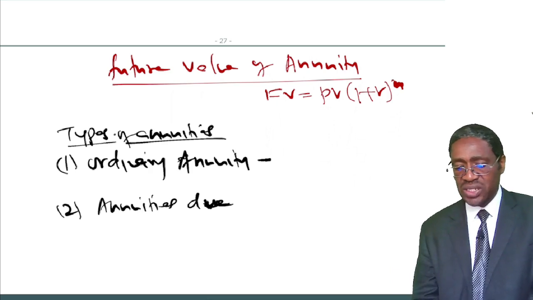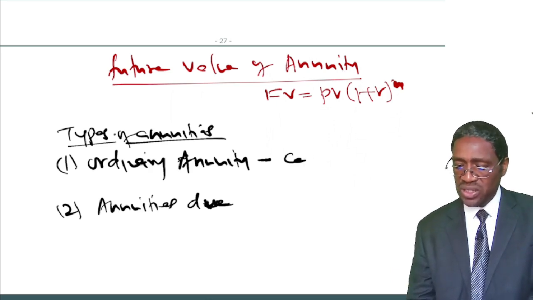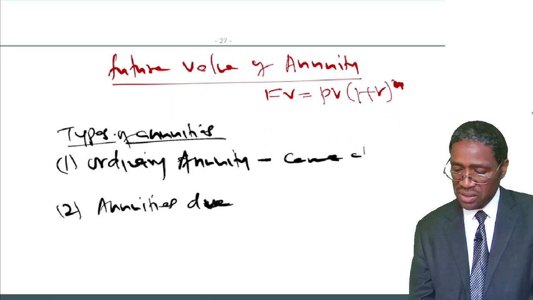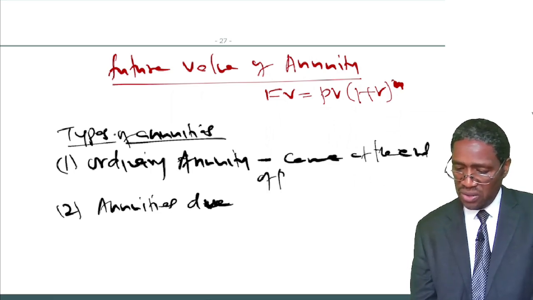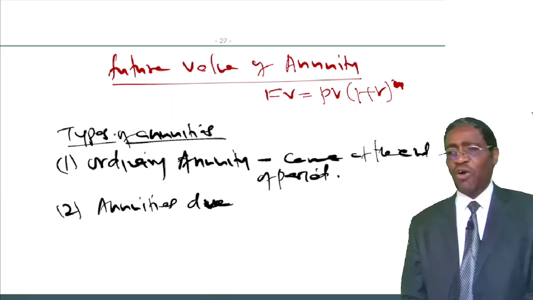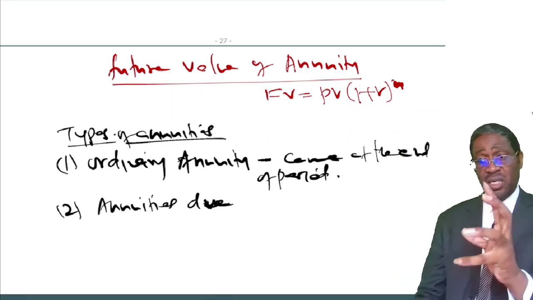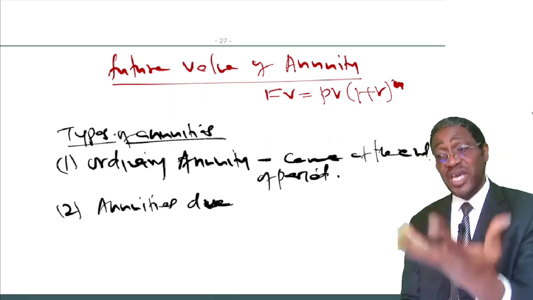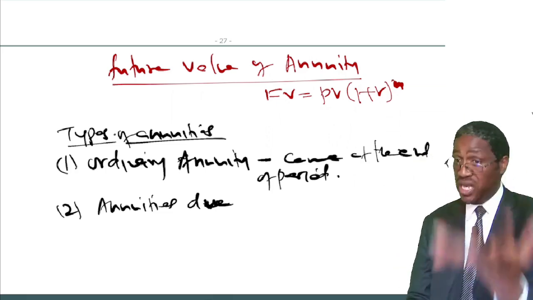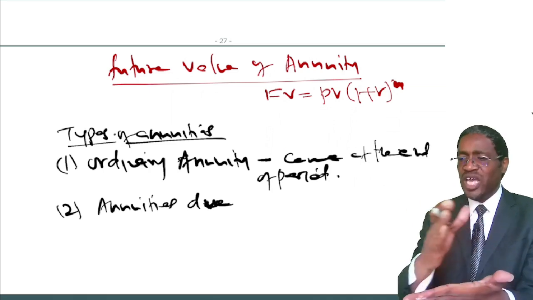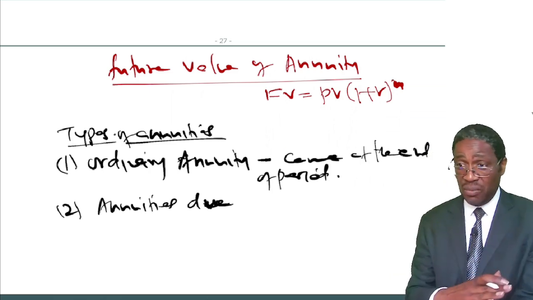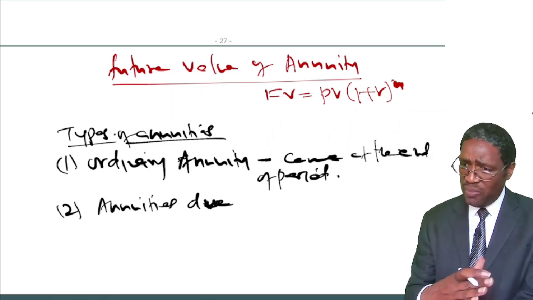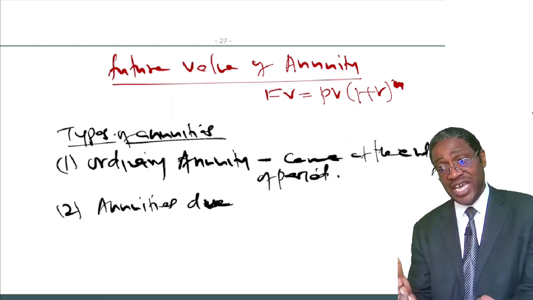These are annuities that come at the end of the period. Of course, it's not an amount you are only receiving. It could be paying, but you are paying at the end of every period. Either you are paying somebody or you are investing somewhere, but you are investing or paying at the end of the period.